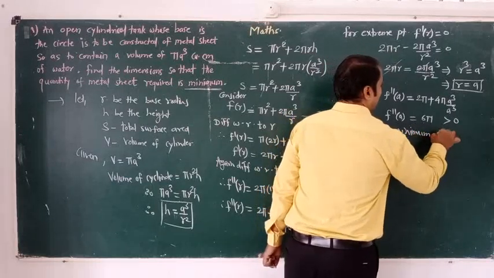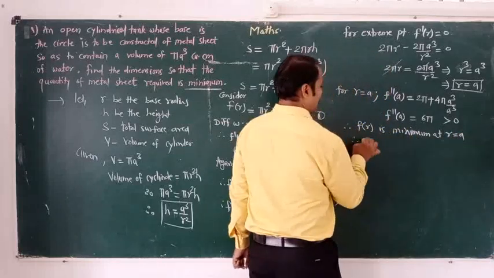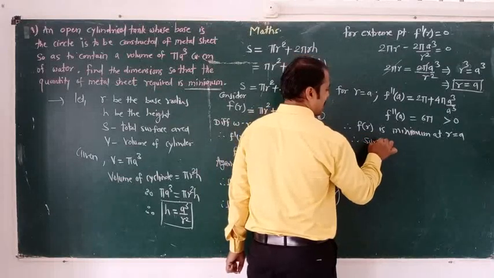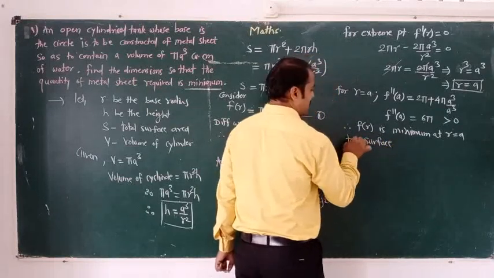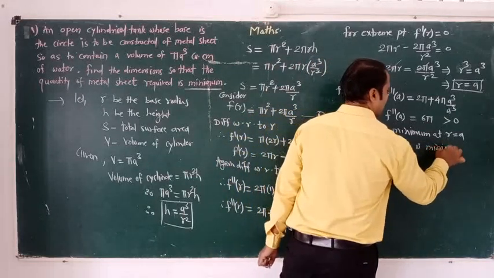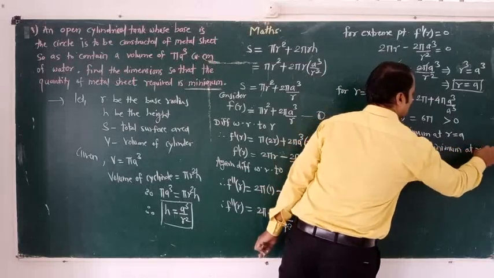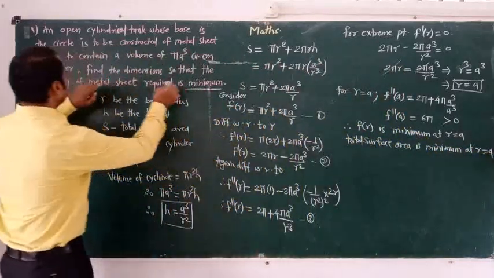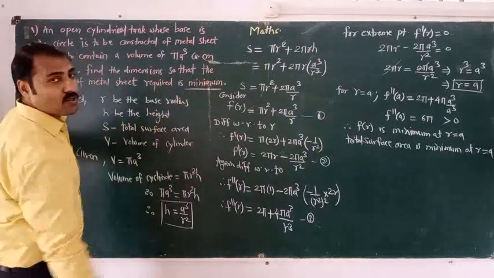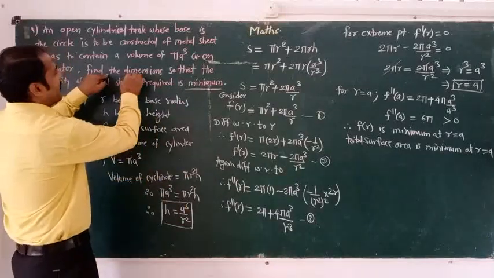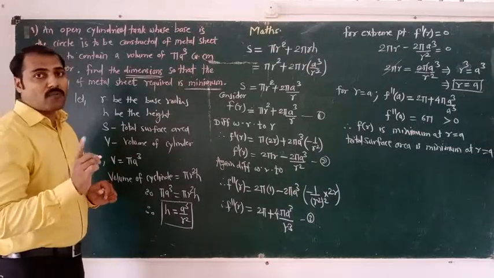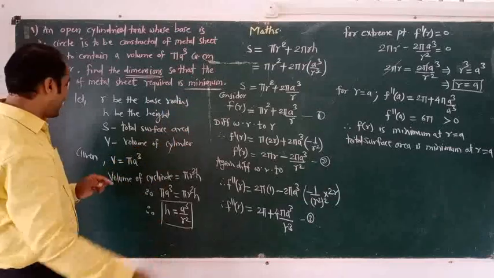And R is equal to a. F of R is what? Yes, total surface area is minimum at R is equal to a. And they are saying to find the dimensions so that the quantity of metal sheet required is minimum. Yes, total surface area is minimum. Now I can find its dimensions. Dimensions means what? The value of R and the value of H. R is clearly a.